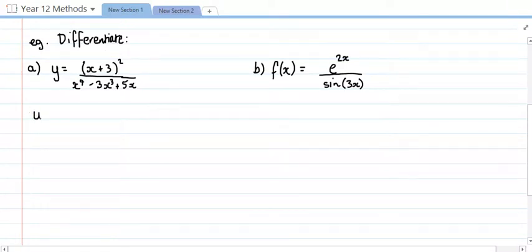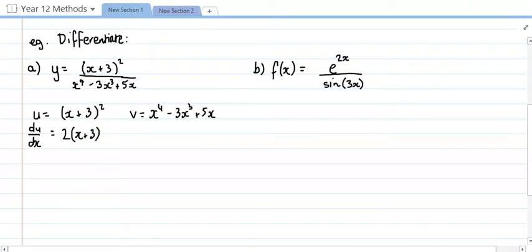So in this case, u equals (x plus 3) all squared, and v is equal to x to the 4 minus 3x cubed plus 5x. So I can differentiate each of these to get du/dx equals 2 out the front of (x plus 3). It's going to be multiplied by 1, so it's just going to stay like that. And dv/dx is going to be 4x cubed minus 9x squared plus 5. Right, so now we're good to sub it into the rule.